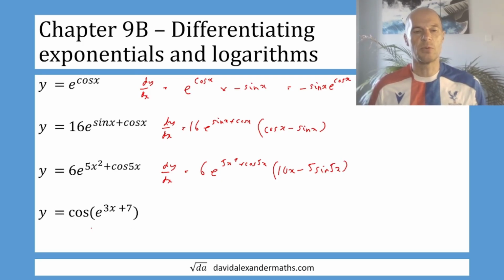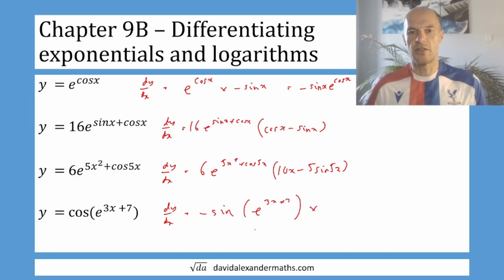Okay, this last example's a tricky one, but we're only differentiating a trig function here. Now we know that cos goes to negative sine, so dy by dx is the negative sine of e to the power of 3x plus 7, multiplied by the derivative of the stuff in the brackets. So what is the derivative of e to the power of 3x plus 7? Well, that is going to be e to the power of 3x plus 7.